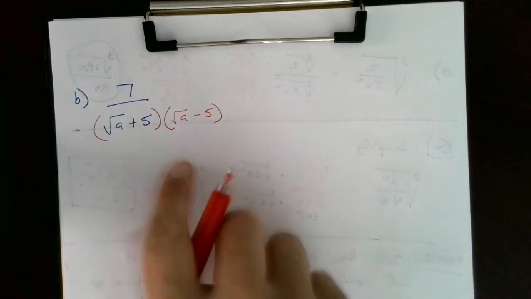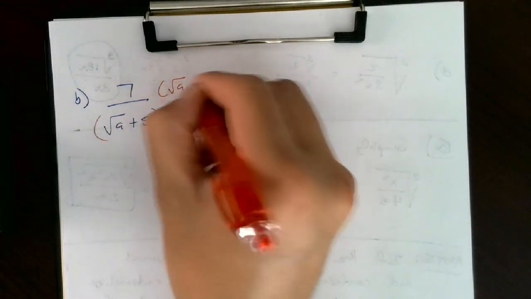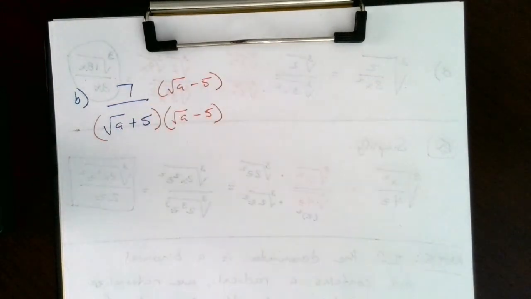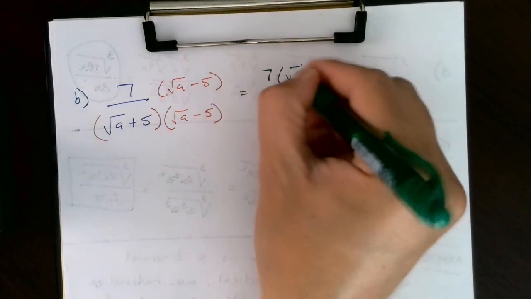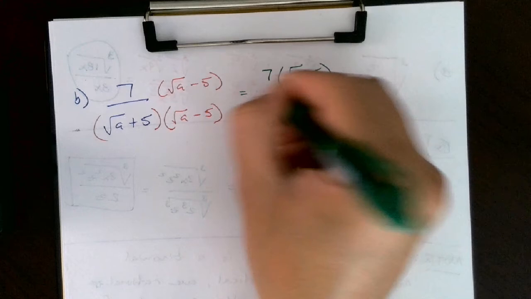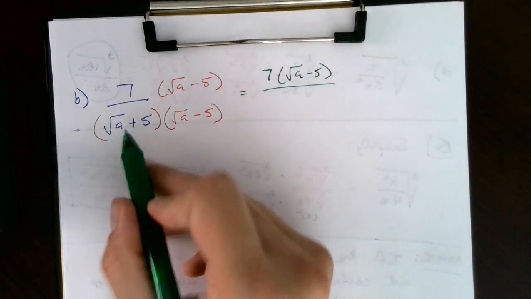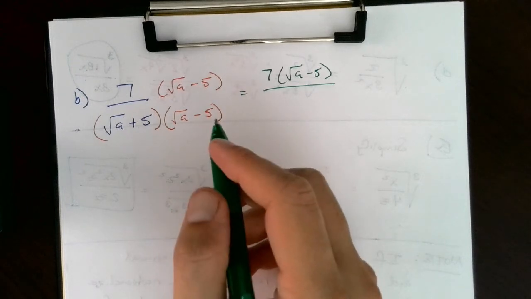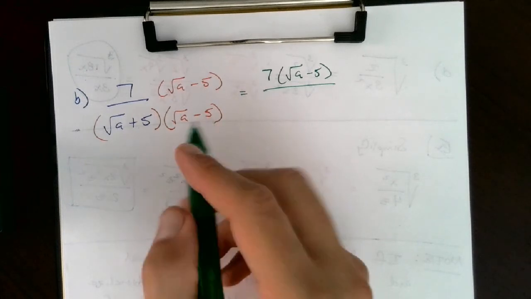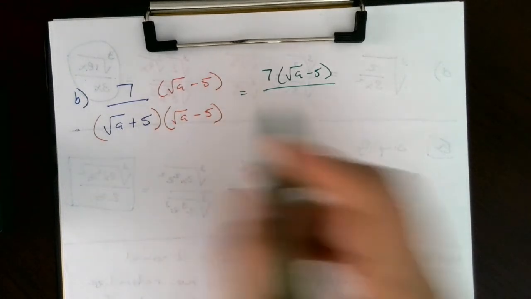Whatever I do to the denominator, I also have to do to the numerator. And so I have 7, I'm going to keep in front, times the square root of a minus 5. Keep it as a coefficient for now. In the denominator, remember when you multiply by a conjugate, you always multiply the first and the last. That takes care of those square roots, because you're always going to get a perfect square when you multiply something by itself.